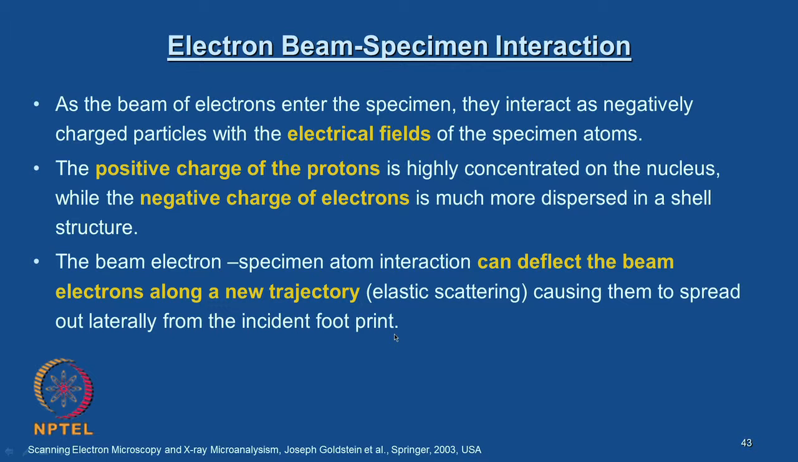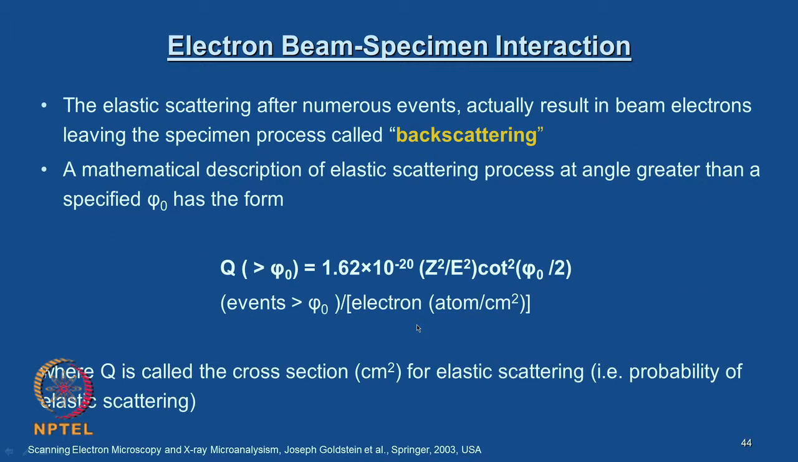I am going to show you some schematics regarding this to understand the point we are now talking about. So, the elastic scattering after numerous events actually results in beam electrons leaving the specimen, a process called backscattering. It gives a kind of definition for backscattering, that is, the elastic scattering after numerous events actually results in beam electrons leaving the specimen.